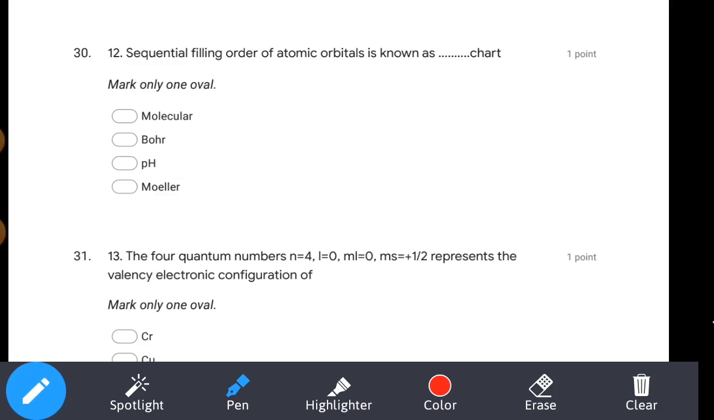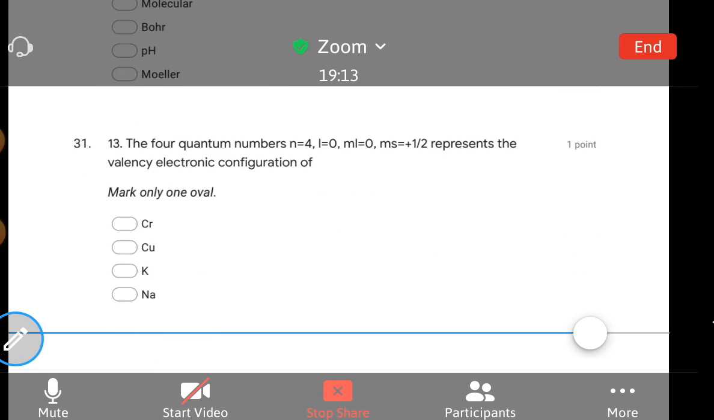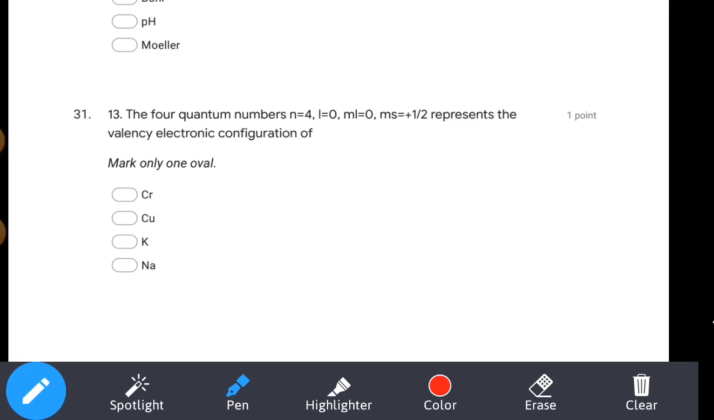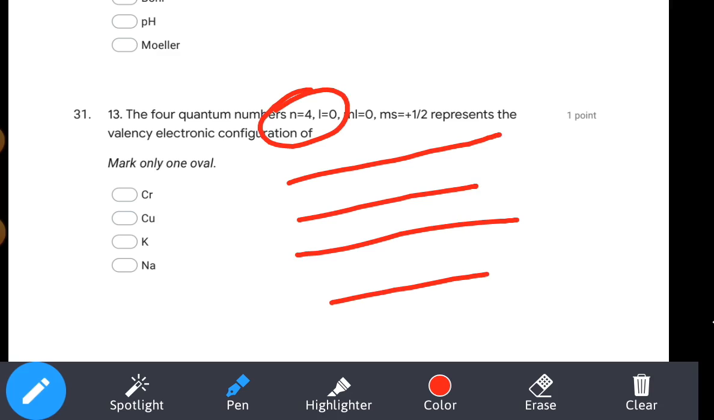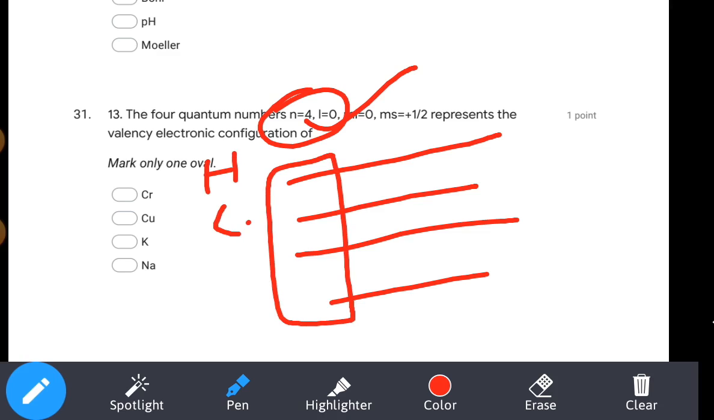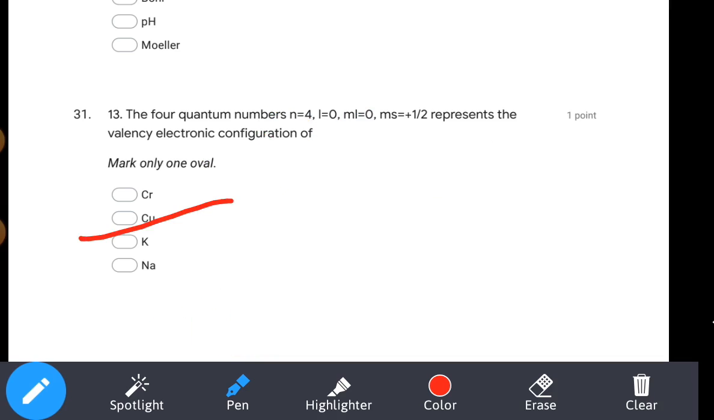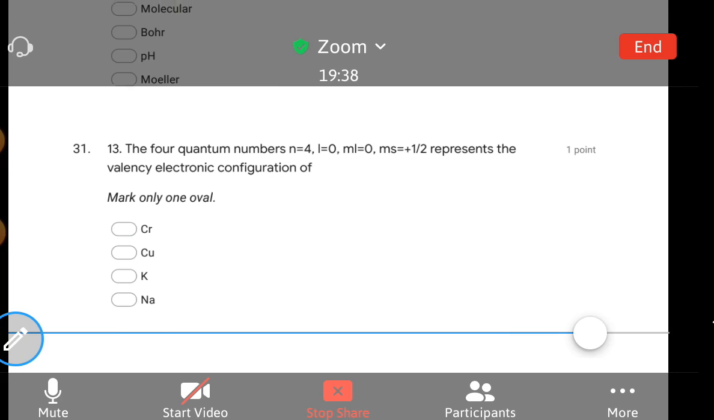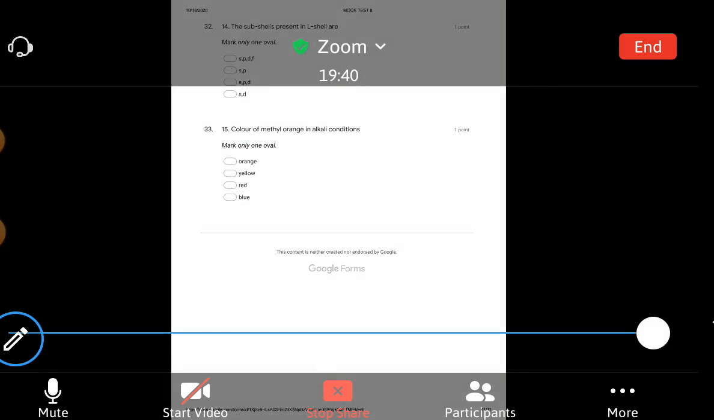Let's see the next question, 13th question. Let me drag upwards. The quantum number n equals 4. n equals 4 means it should be the fourth period: 1, 2, 3, 4. And l value 0 is given, so it should be the first group: hydrogen, lithium, sodium, potassium, fourth period. And l equals 0, so it should be potassium. So that is the last page, 13 questions over, 2 more questions are there.